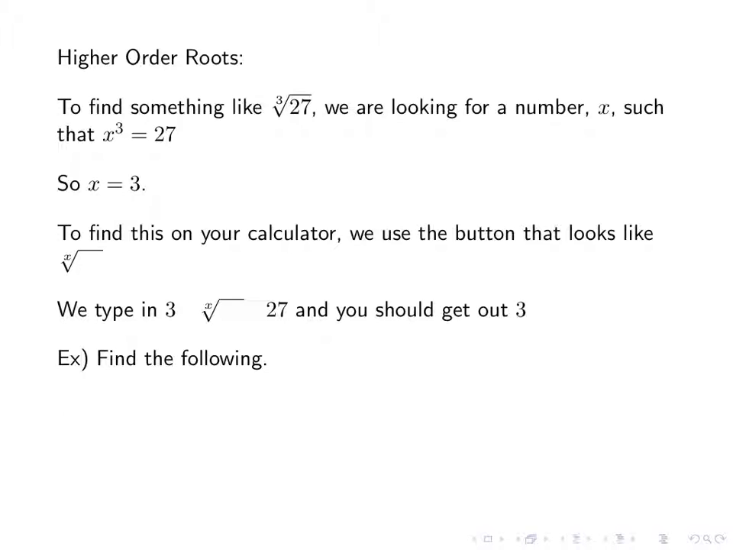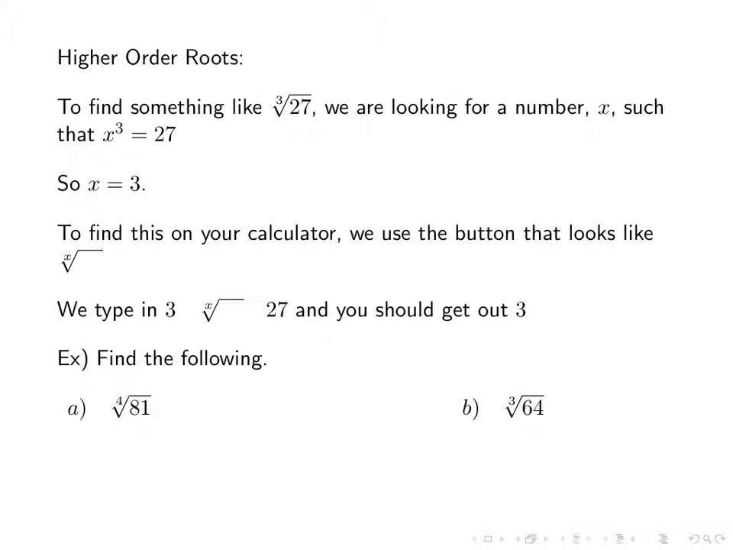So let's try it on a couple other examples. A, what is the fourth root of 81? So what number times itself, times itself, times itself will give you 81? And B, the cubed root of 64. What number times itself will give you 64?